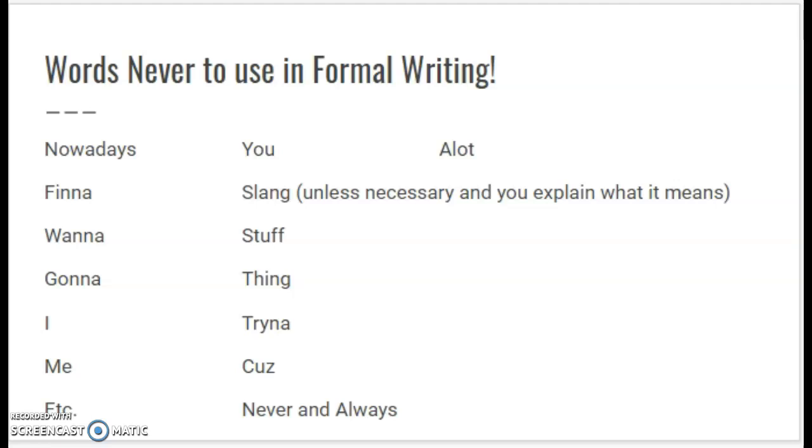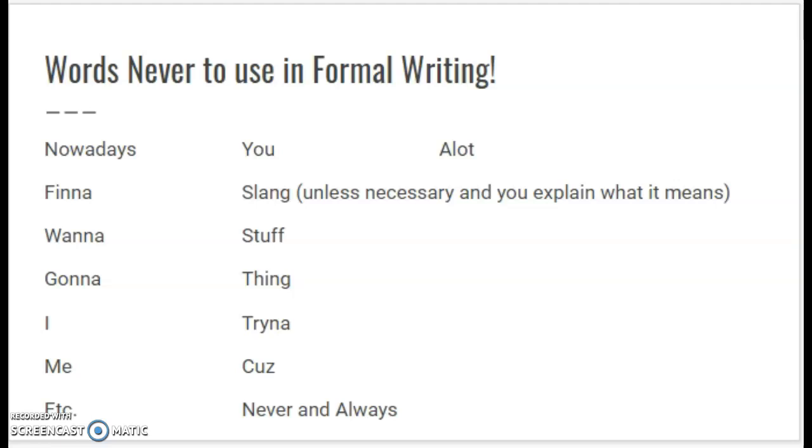Nowadays, yes, it's a real word. No, it's not formal. You, a lot. Finna, it's not a real word. Slang. Now, here's my deal. If you are writing a paper and you need slang that's used every day in your life and in other people's lives, and it helps your paper, use it.